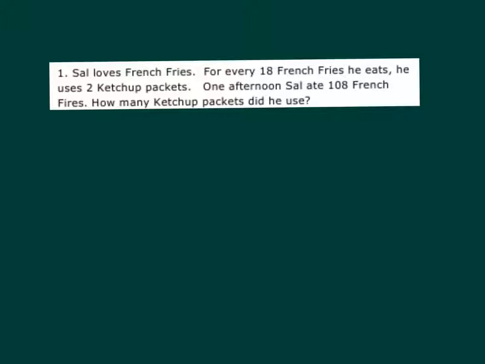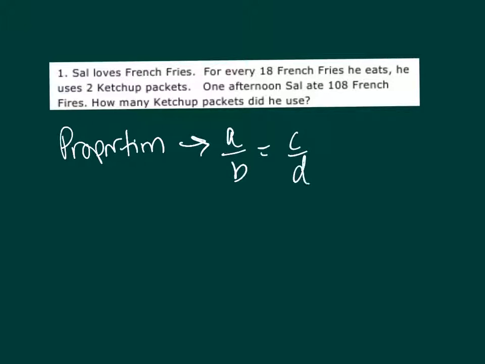Now we're going to apply ratios to a problem. When we write the problem or try to do the problem, we're actually going to set two ratios equal to each other, and that's called a proportion. So a proportion is when you set two ratios equal to each other. Okay?